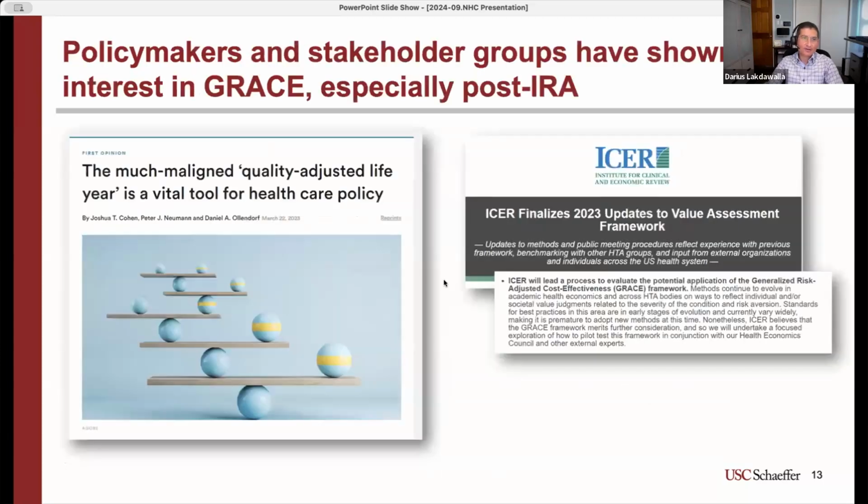So with that, I'll just note that there's been an increasing interest in GRACE among a variety of stakeholders, including ICER, as an alternative to the QALY that meets the non-discrimination test. But there's a lot more to be done for all of these alternatives to the QALY in order for us to move forward and find the optimal way to measure value to patients. So I'll stop there and I look forward to your questions.